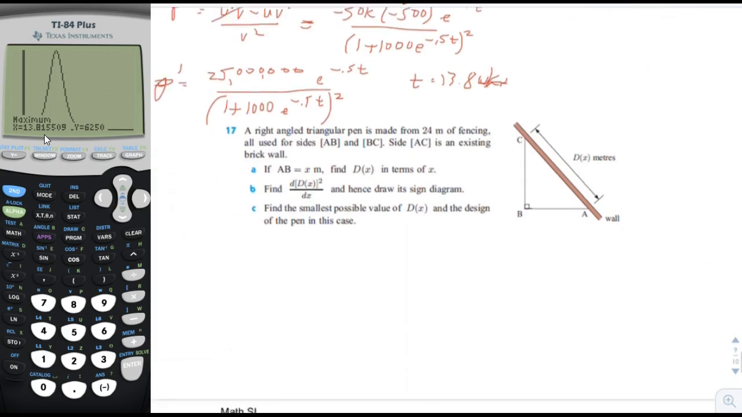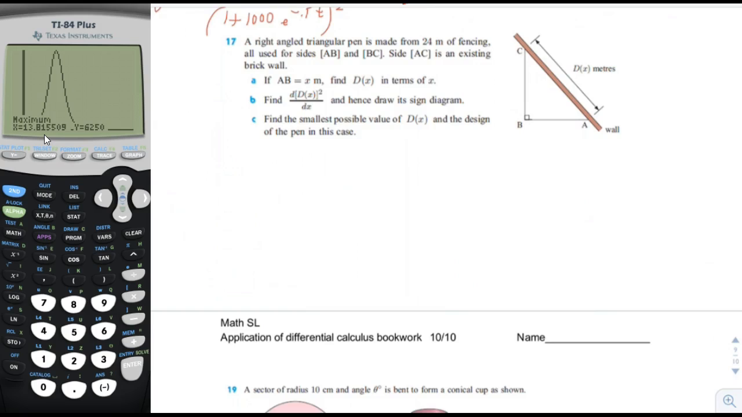Okay. 17. A right-angled triangular pen is made from 24 meters of fencing, all used for sides AB and BC of this triangle. So this is going to be the fence right there. Side AC is an existing brick wall. If AB equals X, find D of X in terms of X. And what is D of X? Oh, it's this. Find the length of the hypotenuse in terms of X. Alright. Oh, and by the way, that's a right angle. That's important. Okay.